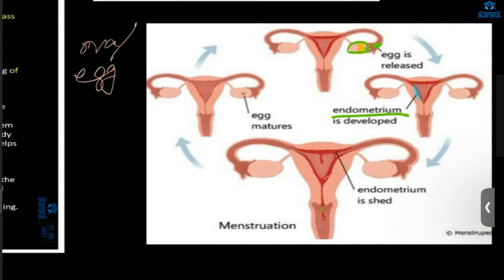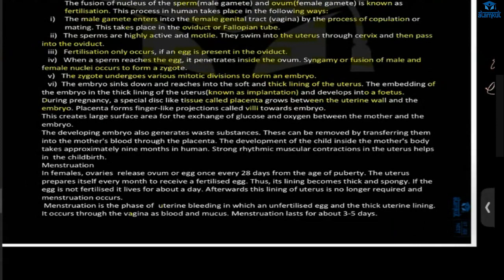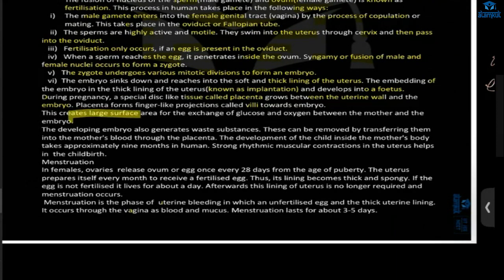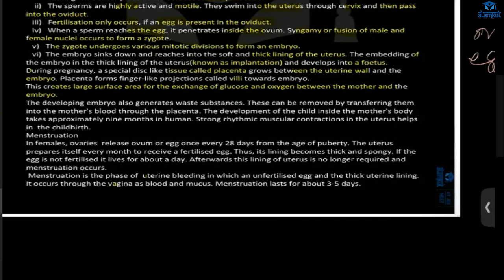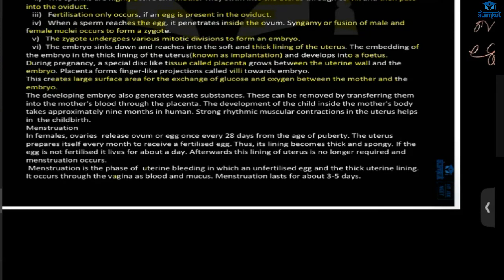Between this wall and this embryo, there will be a structure called the placenta. The placenta forms finger-like projections called villi towards the embryo. This creates a large surface area for exchange of glucose and oxygen between the mother and the embryo. There won't be any mixture of mother's blood and the baby's blood. There won't be any mix up. There is an exchange point called the placenta.